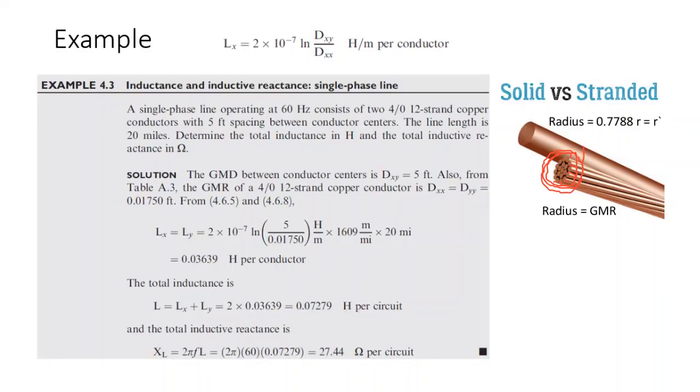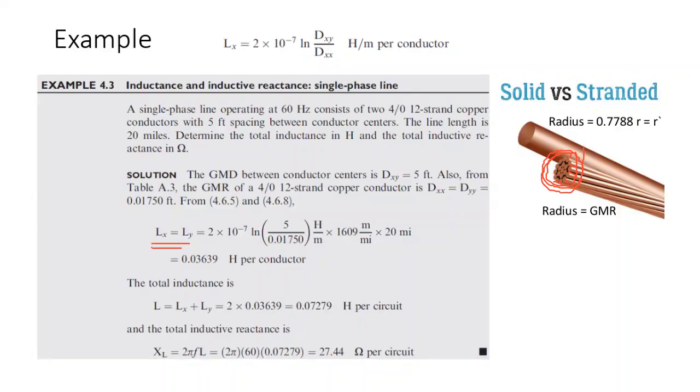Doctor? Yes. And in all cases, when we have to find the total inductance, should we multiply by 2 in all cases? To find the L, you will calculate per conductor, which is this one here, Lx or Ly. You calculate this Lx and Ly, for example. In our case here, Lx equals Ly. Why? Because they have the same.